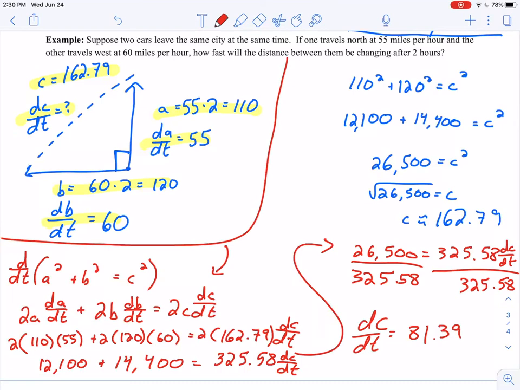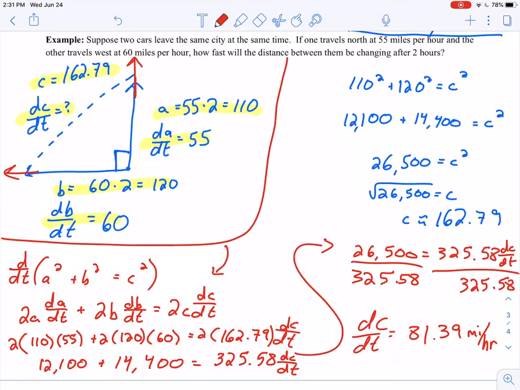So let's find the unit and then check the sign, to see if it makes sense for our problem. What are the units on C? C measures the distance between those. We were talking about miles, so 81.39 miles per unit of time. What's my unit of time? Per hour. So my unit of time in this case is hours. So 81.39 miles per hour. And if one car is going north and the other car is going west, does it make sense that I have a positive rate of change here?